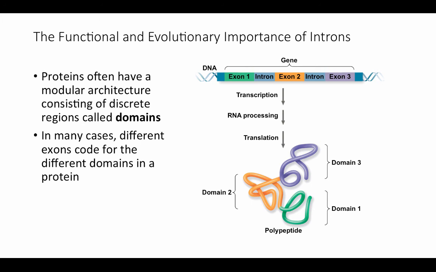And it turns out that in many cases, different exons are going to code for the different functional domains in a protein. So for example, this exon 1 might code for this domain here, which is maybe the active site of an enzyme. Exon 2 over here might code for this domain that maybe attaches the protein to the cell membrane. Exon 3 might code for another functional domain that has some other function in the protein.